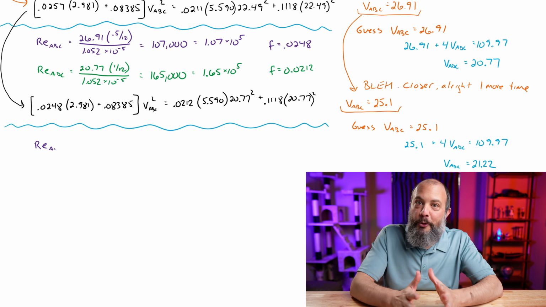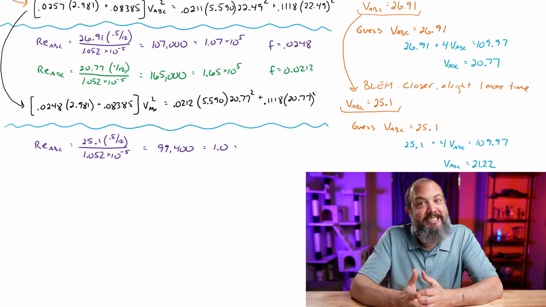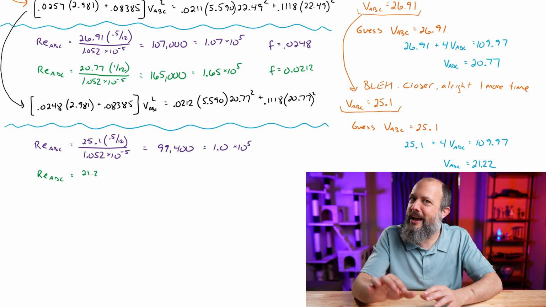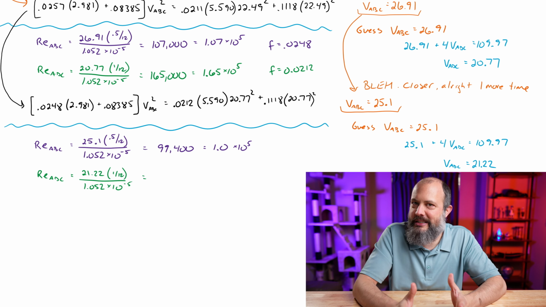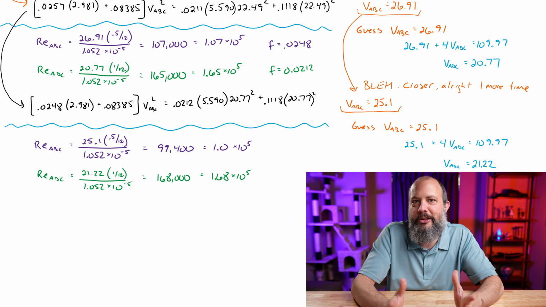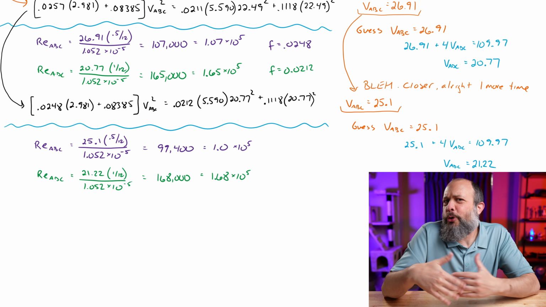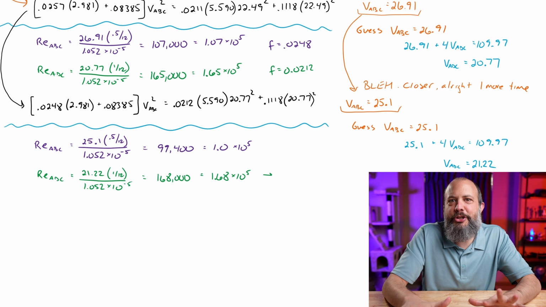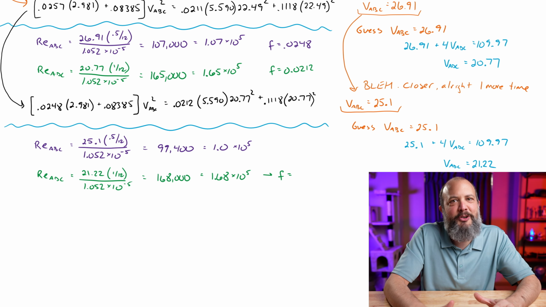Get a new purple Reynolds number. It's a little bit smaller this time, 1.0 times 10 to the 5th. Get a new green Reynolds number, 1.68 times 10 to the 5th. And that one has barely changed at all this time. So that's kind of a good sign that the numbers are not changing very much. That means you're getting close. And in fact, this number is so close to the last one, I'm actually just going to use the same green friction factor, 0.0212. So we're really only looking up a new purple number this time.